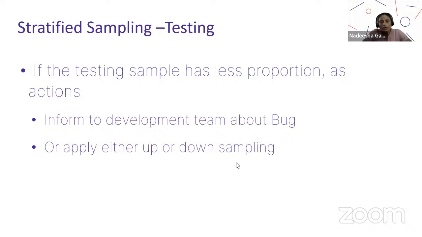Or we can do up or down sampling on the testing set so that the testing data set reflects the training set. Basically, testers can do that, but this approach should only be applied if there is nothing else we can do. Otherwise, it is always better to inform the dev team to do the stratified sampling again.